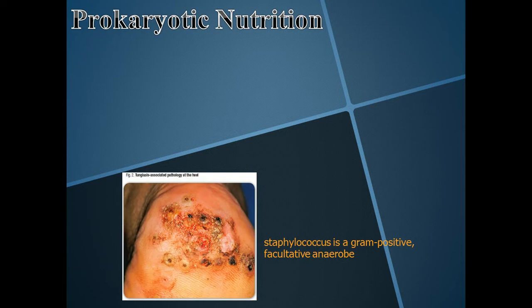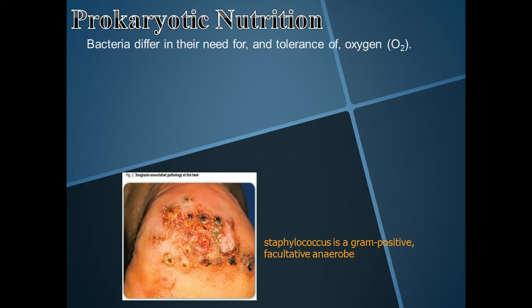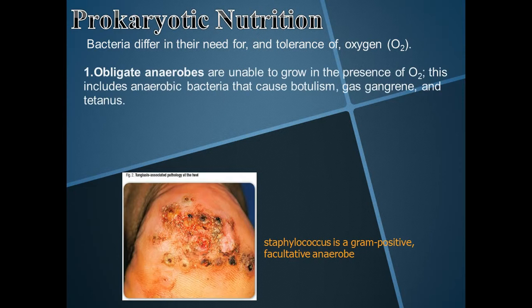Moving on to prokaryotic nutrition. So how do bacteria get the nutrients that they need to survive? You can see here that this is a photo of Staphylococcus, which is a gram-positive facultative anaerobe, meaning it does not need oxygen for its survival. Bacteria are very different in their need and tolerance of oxygen. Some of them need oxygen, some of them cannot tolerate the presence of oxygen.